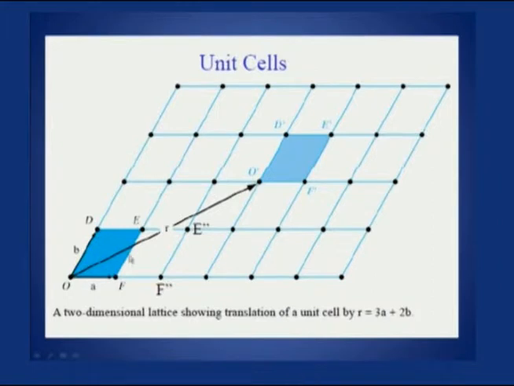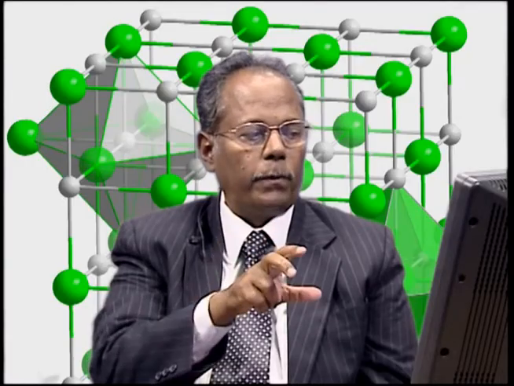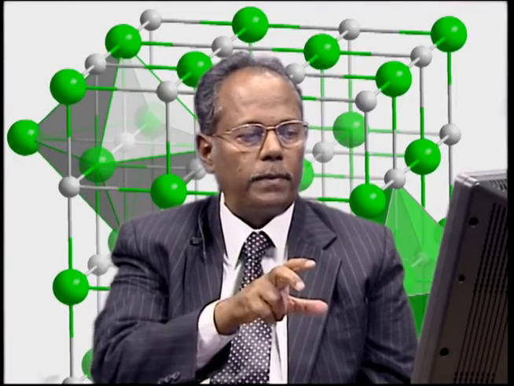Now, let us look at the unit cells. This is called the unit cell, I mean a primitive unit cell, right. You see a lattice point here, here, here, and here. You find the lattice points at the corners of the cell. It is called a primitive unit cell in 2 dimensions.